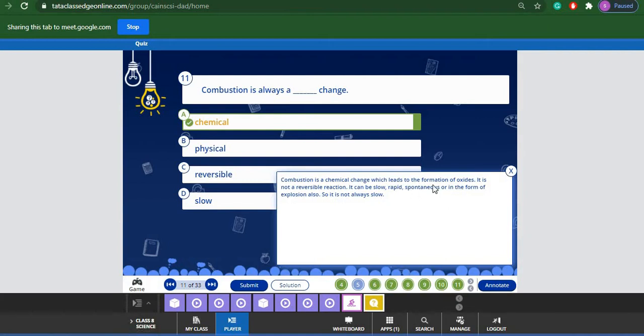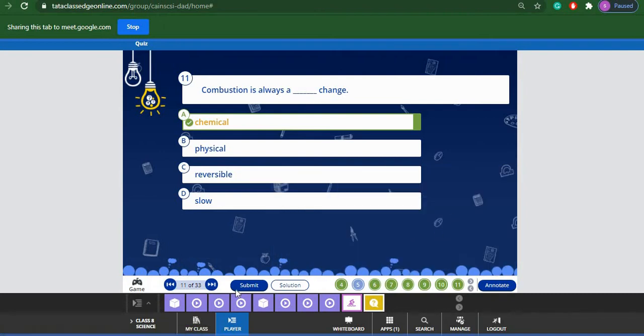And basically it's an oxide. That means carbon dioxide and water. When there is oxygen, it's called an oxide. Anyway. Now the next one.